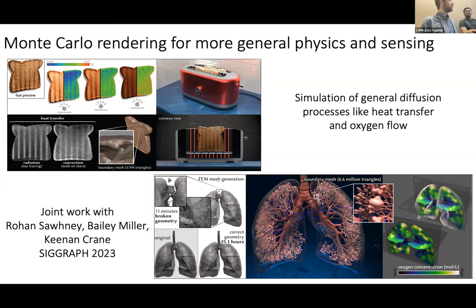And in fact, we have a couple of papers coming up at SIGGRAPH 2023 with Rohan Sawhney, my student Bailey Miller, and Keenan Crane, where we show exactly that. We can generalize a lot of these algorithms that we use for Monte Carlo rendering of images to solve stuff such as diffusive heat transfer, oxygen flow, and other physical problems that are described by, in this case, Laplace, Poisson and screened Poisson PDEs.